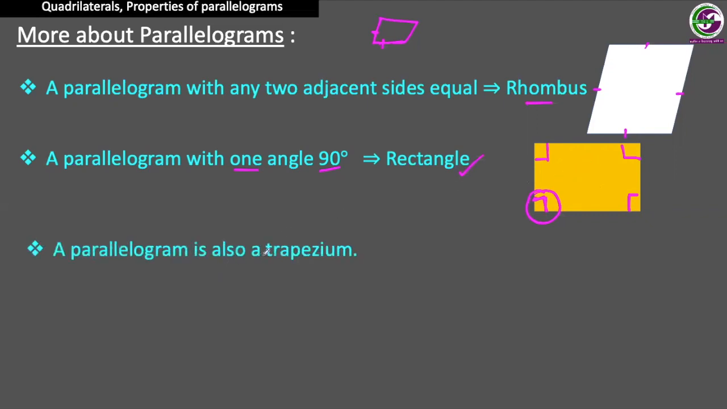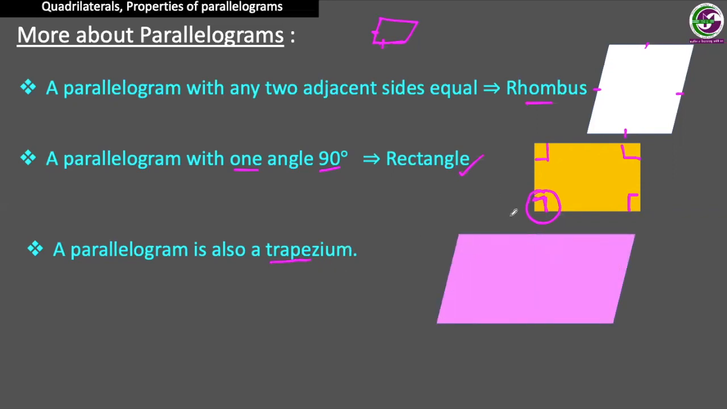Moving on to the next one. A parallelogram is also a trapezium, because of the definition of trapezium. A trapezium is a quadrilateral with at least, careful, at least one pair of opposite sides parallel. Yes, we can choose one of them. So this is a trapezium now.